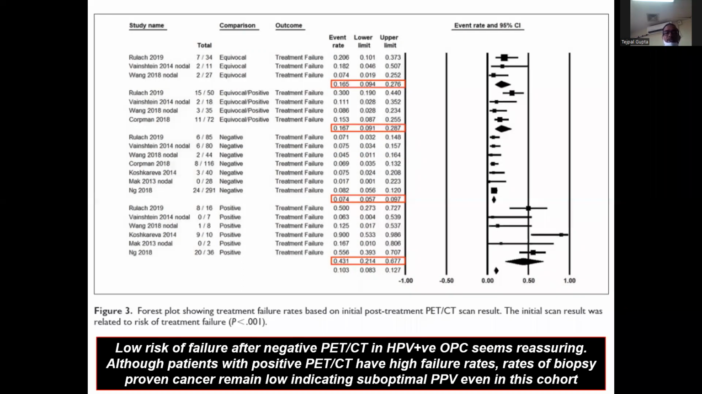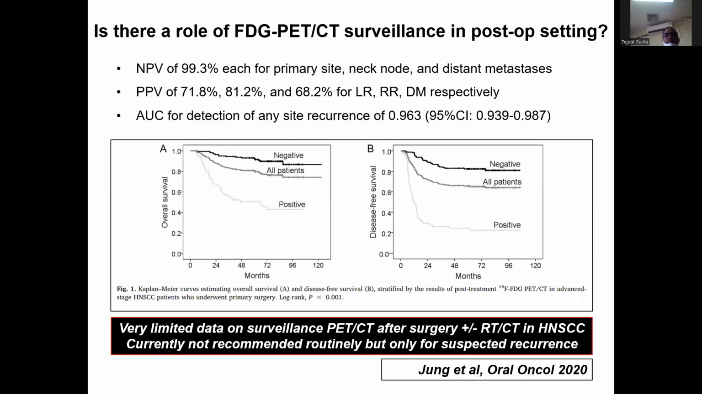What they also demonstrated was that although patients with positive PET CT have high failure rates, the rates of biopsy proven cancer remain low, indicating again suboptimal positive predictive value even in the HPV positive cohort. So getting a positive PET scan does not mean that all those patients will be true positives. Particularly in HPV associated oropharyngeal cancer, you have to be really careful. The failure rates, the biopsy proven cancer rates are much lesser than the PET positive rates. So that is something that one has to bear in mind even for HPV positive oropharyngeal cancer.